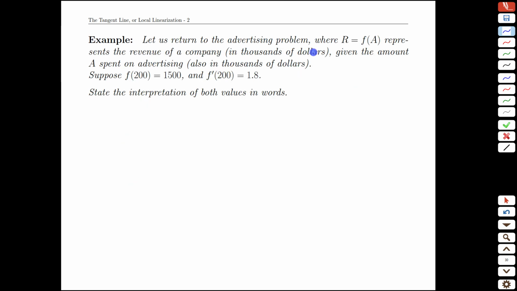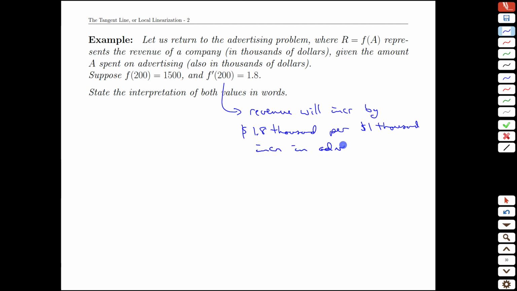Returning to the advertising problem we've seen earlier, where revenue is a function of the advertising spend, with all the units being thousands of dollars, then we had an earlier statement we've analyzed, which was f prime of 200 equals 1.8, and that stated that the revenue will increase by $1,800 per $1,000 increase in advertising spending, or an advertising period.